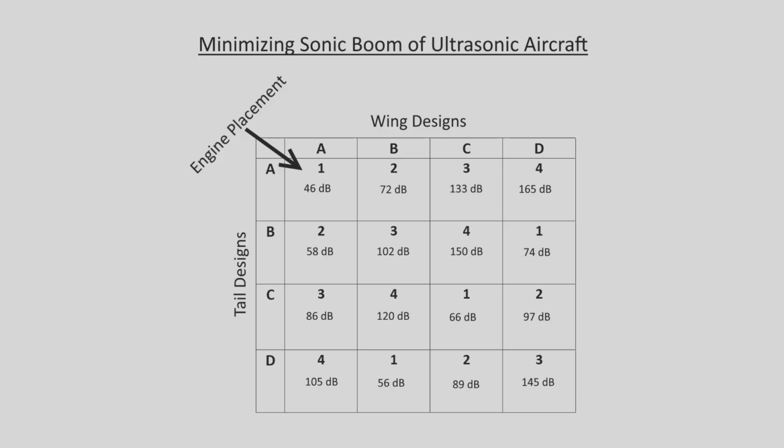In this example, there are 4 wing designs, 4 tail designs, and 4 engine placements under consideration. Columns represent the wing designs, rows the tail designs, and the engine placements 1 to 4 have been placed so that each is tested once with each wing design and once with each tail design. The observed boom volume for each combination has been recorded in the Latin square.